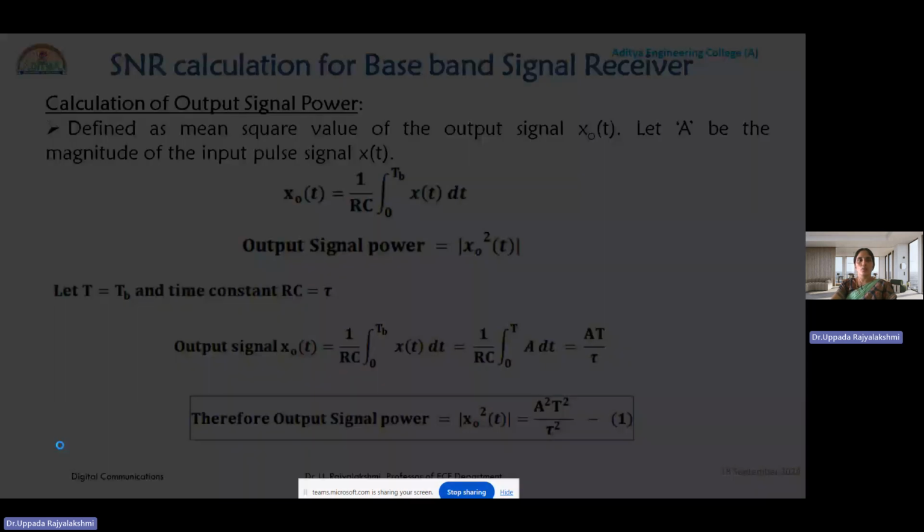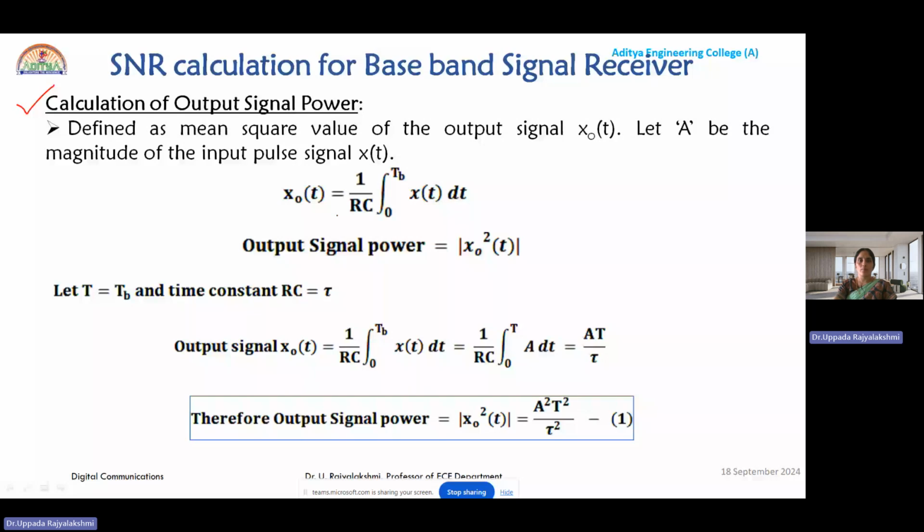Let us first go through the calculation of the output signal power. We know x naught of t is expressed as 1 by RC integral 0 to T_B x of t dt. Output signal power is generally defined as the mean square value of the output signal. That is, the mean square value of x naught of t is nothing but our output signal power. So, magnitude of x naught square of t.